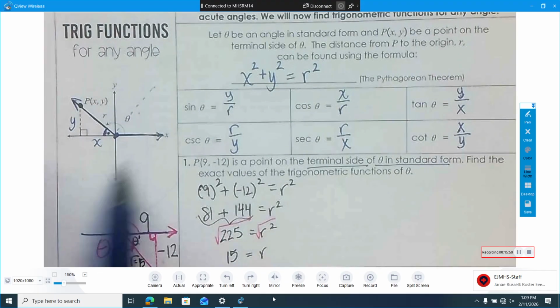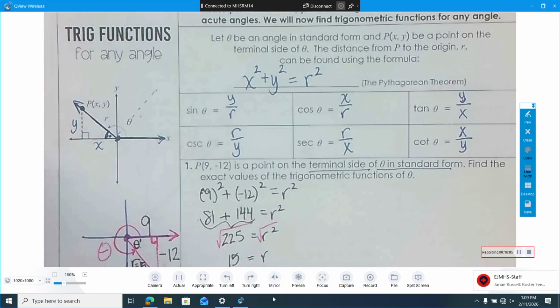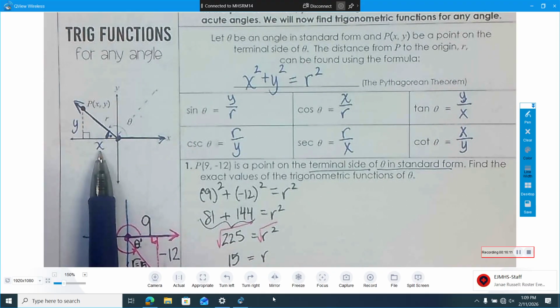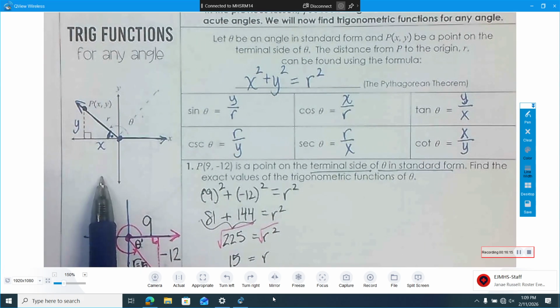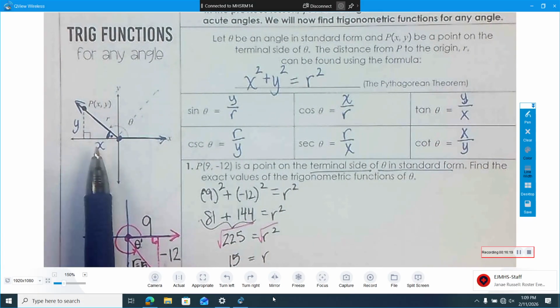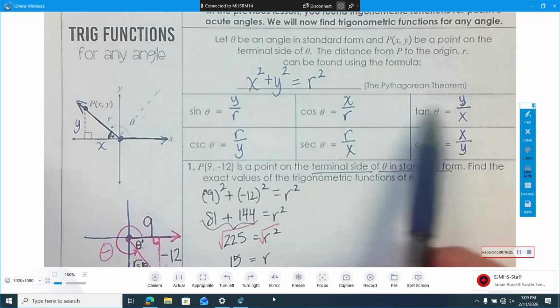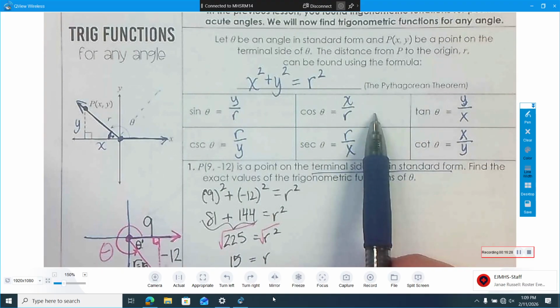So when you look at this picture, the y is the vertical piece. So the x is negative in which quadrants? 2 and 3. So if we're in quadrants 2 and 3, that uses that x, which means cosine and tangent would end up being negative. Does that make sense to you?